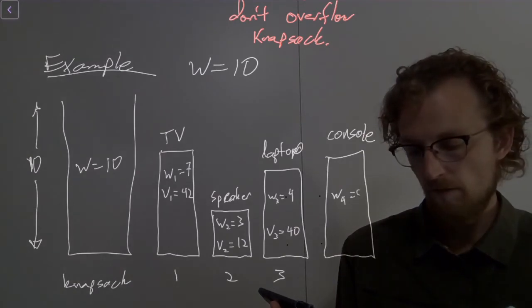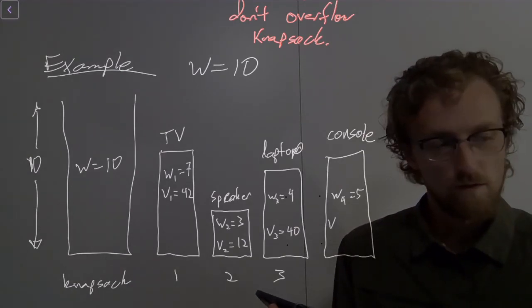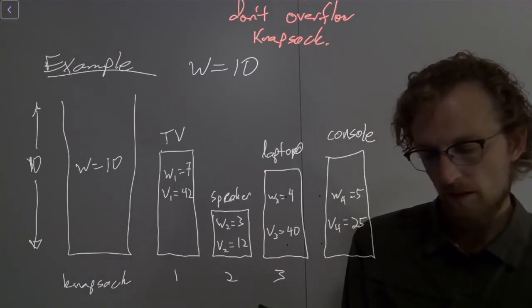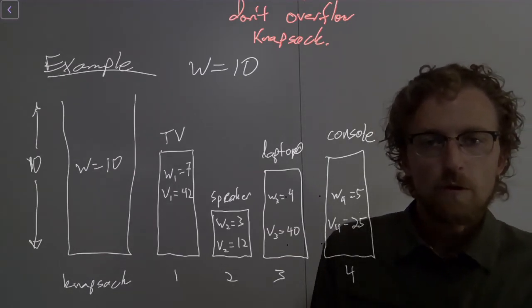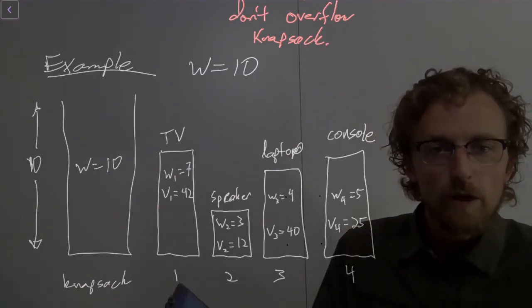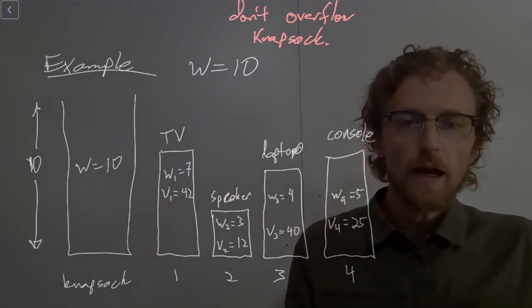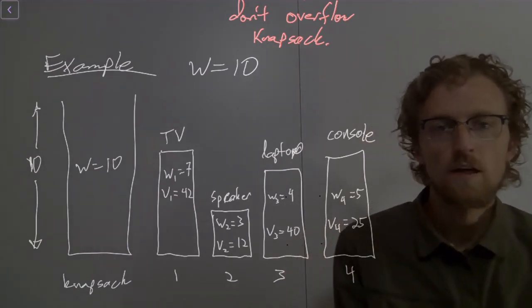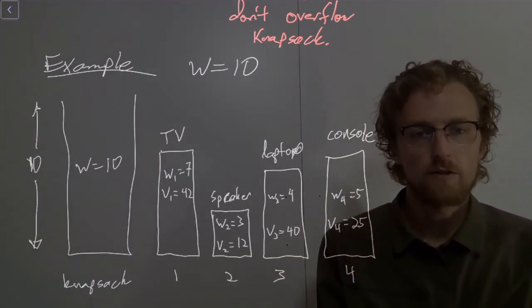W4 is 5, and V4 is 25. And this is item 4. So the question is, if my only capacity is 10, what do I bring? Well, the simplest way to do this, and this is not a fast way, is just to perform an exhaustive search.